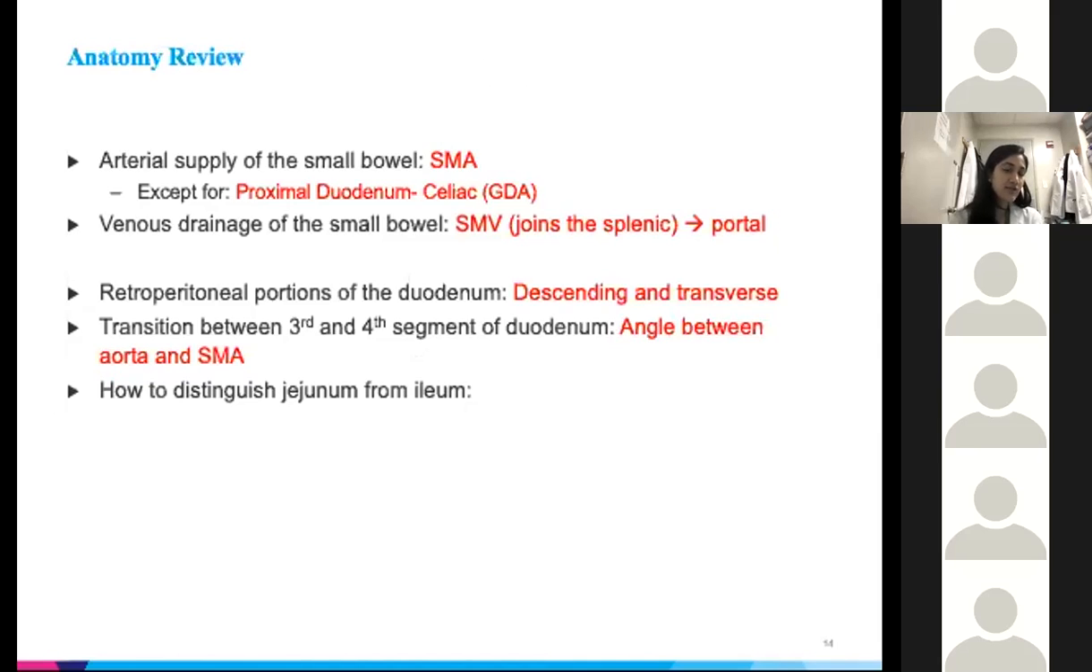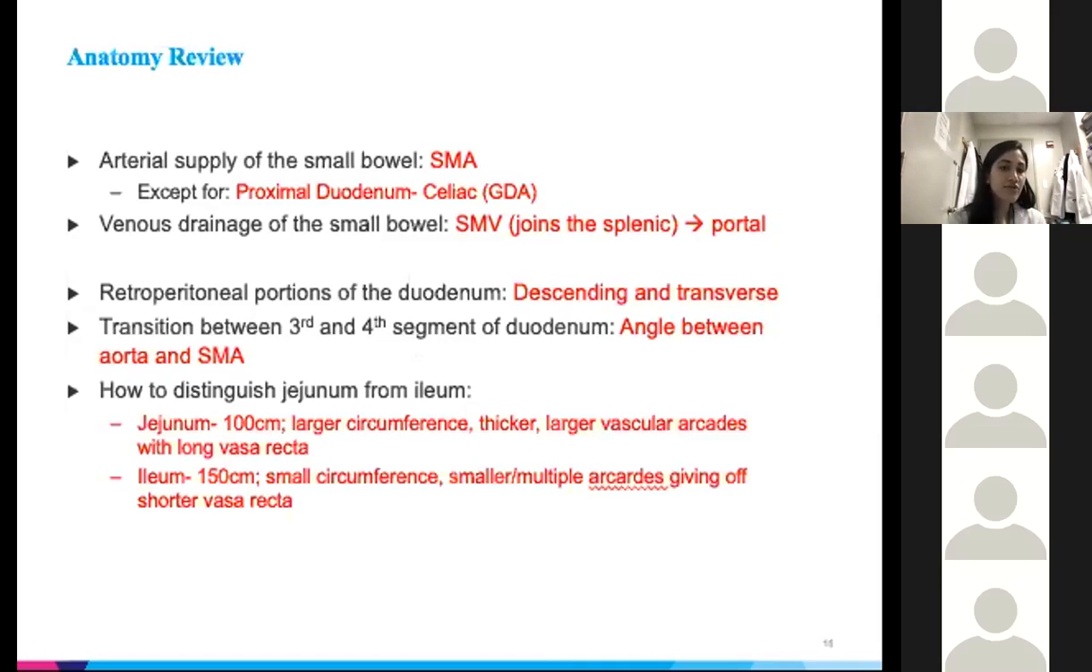And how to distinguish between the jejunum and the ileum. This was the length of the vasa recta. Exactly. So the jejunum will have long vasa recta, versus the ileum will have multiple smaller arcades and give off shorter vasa recta.